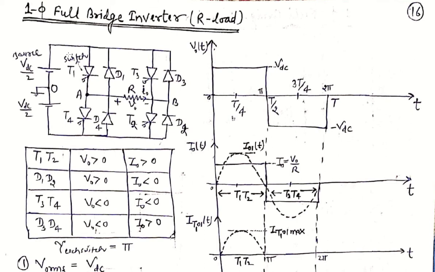This is the topology of the R load, in which four thyristors and four diodes are required. Between point A and B, which is the midpoint of these two legs, the R load is connected, and the polarities are marked as plus minus V naught and I naught. These are the voltage and current polarities, and the total DC bus voltage is VDC.